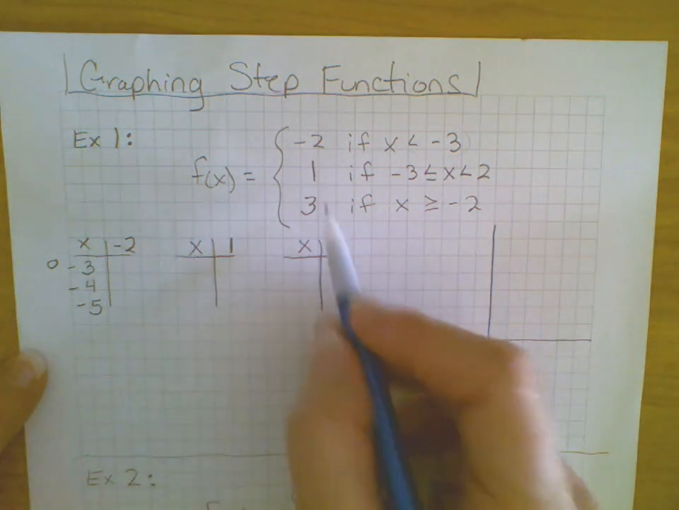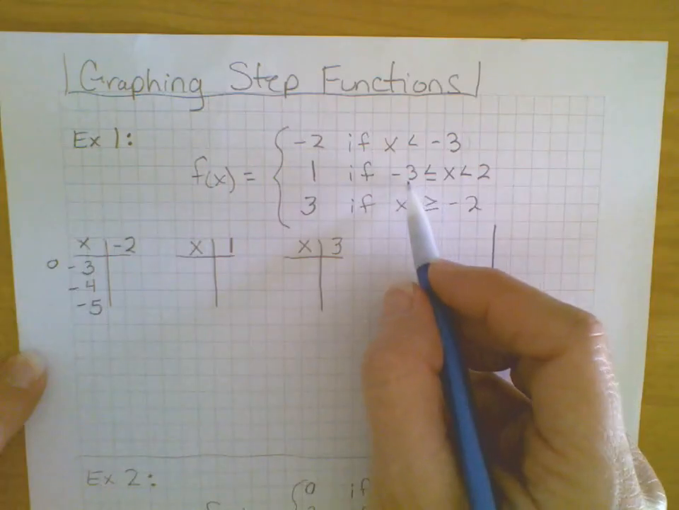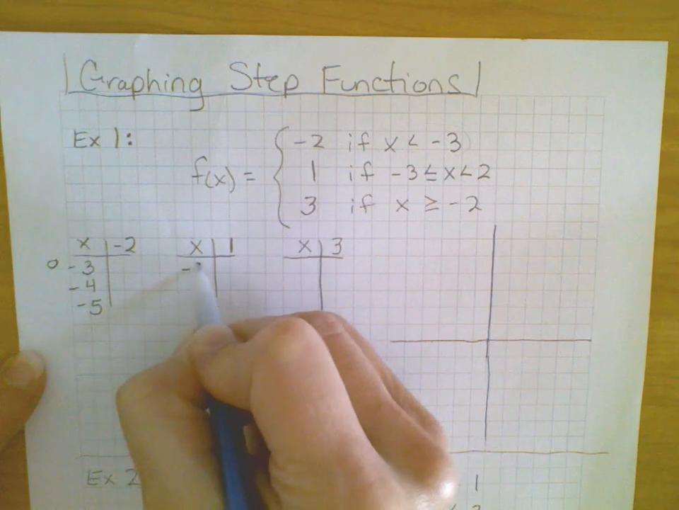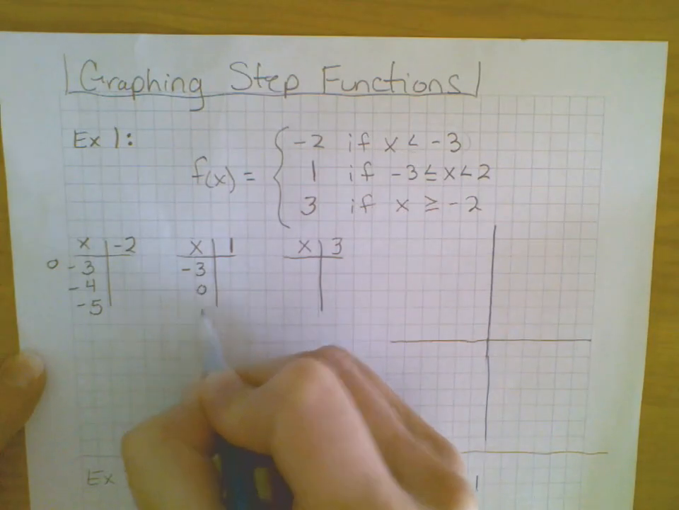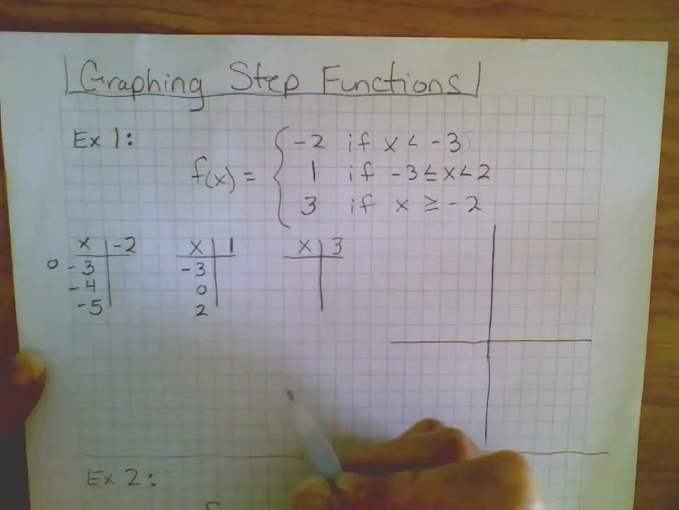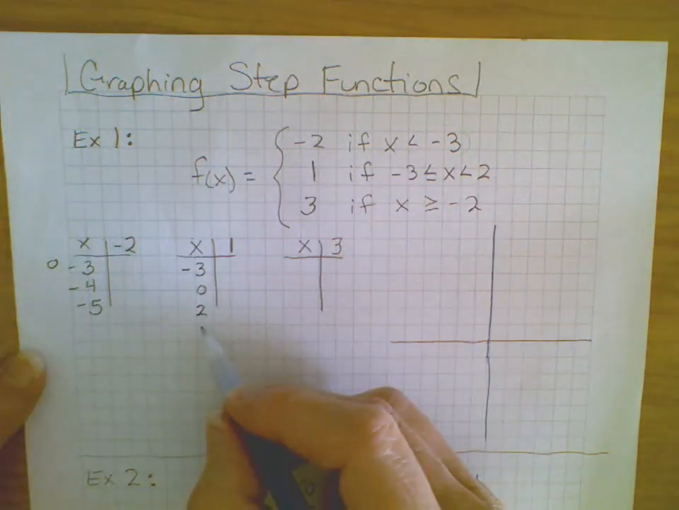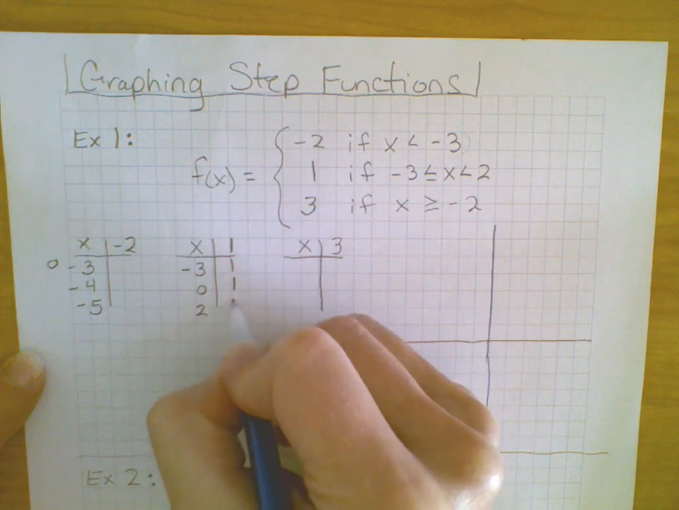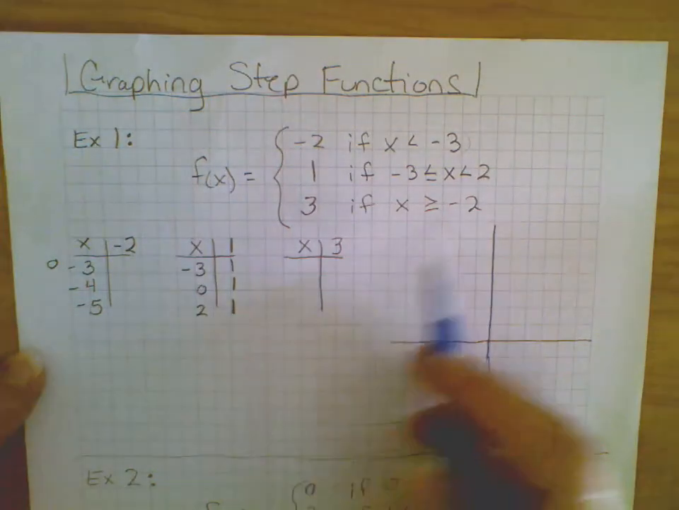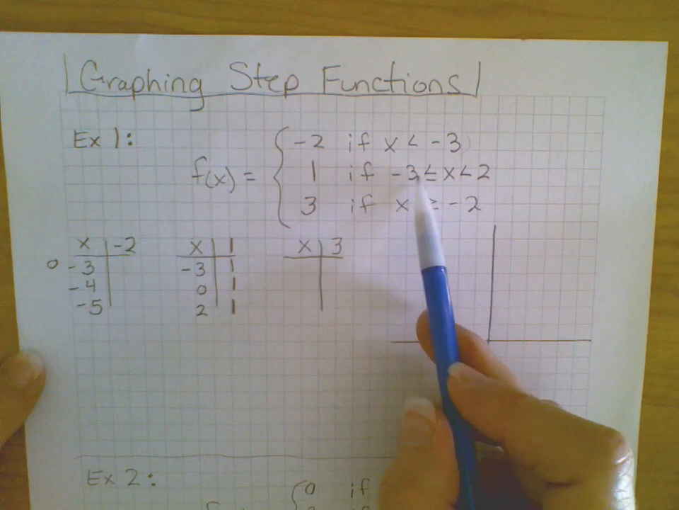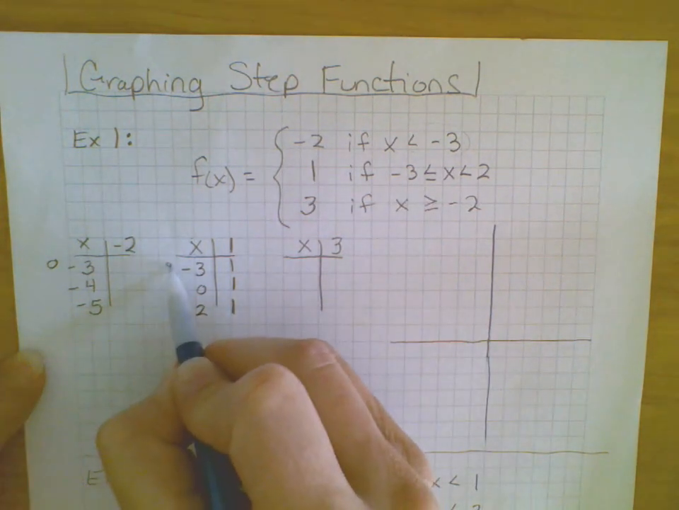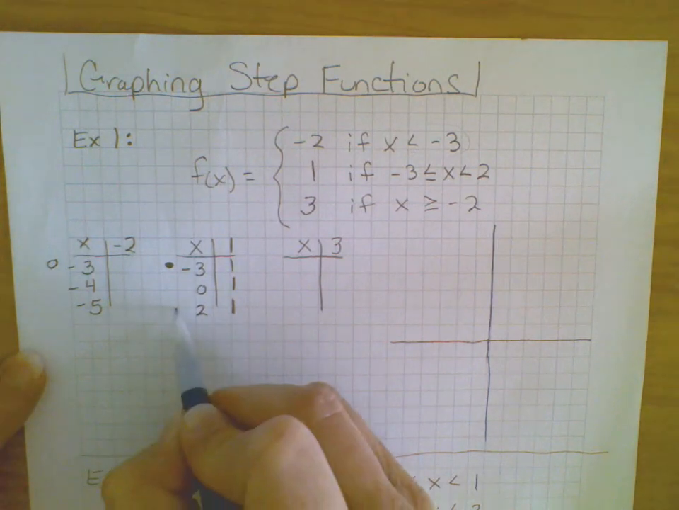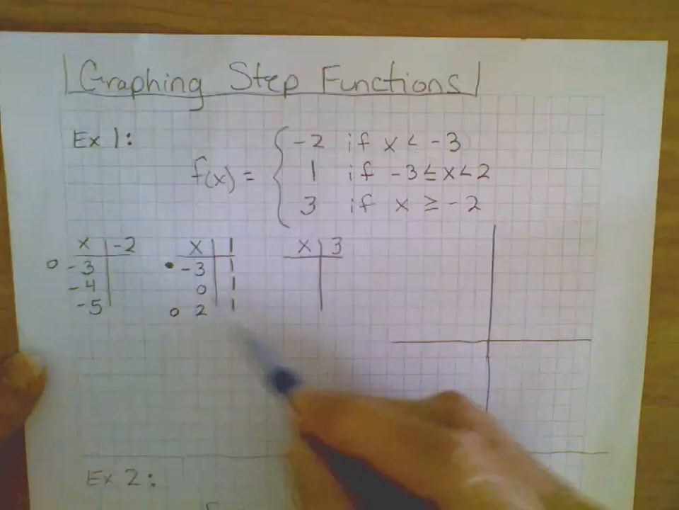So the next one is going to be in between -3 and 2. So I'm just going to do -3, maybe 0, and 2. And at all of those X values, Y is going to equal 1. And on this one, since we have the equal to on the -3 side, this one's going to be closed. And then on the 2, it's going to be open. So that's more like a line segment.